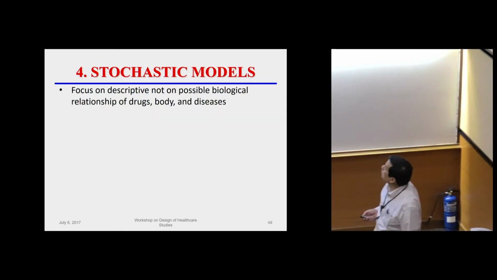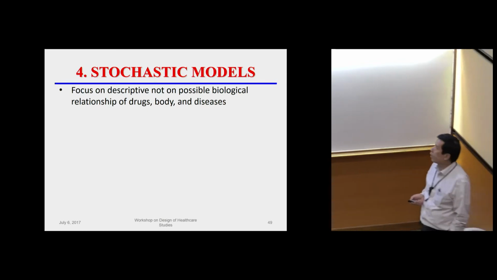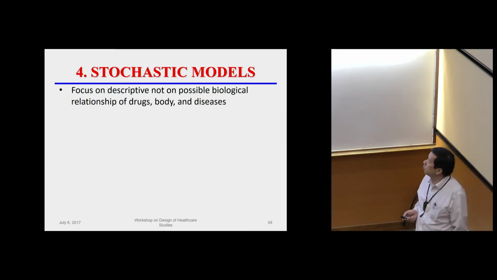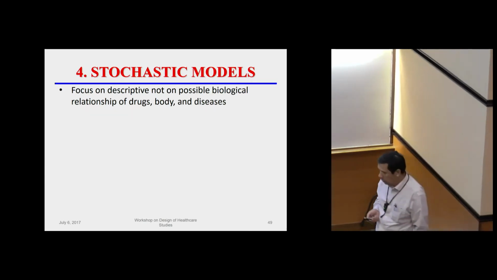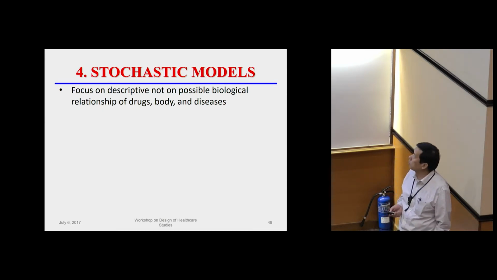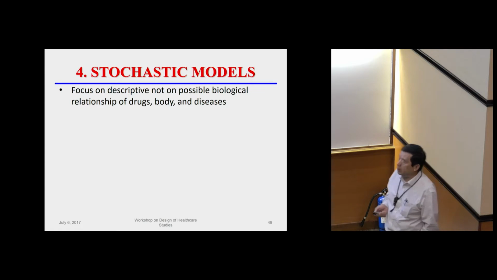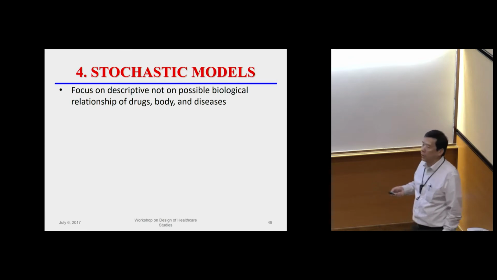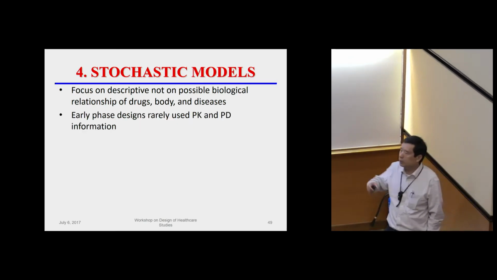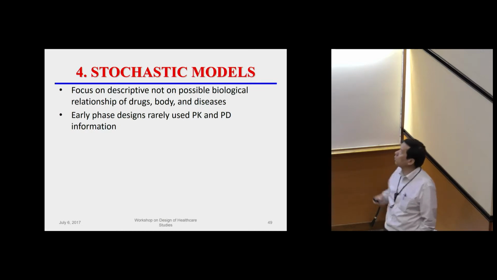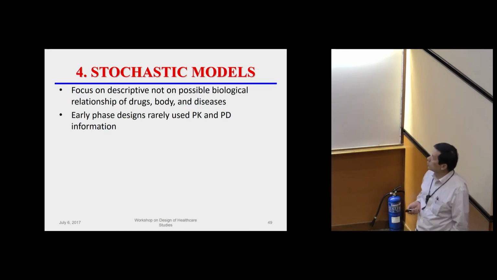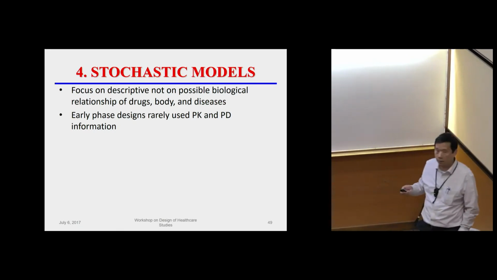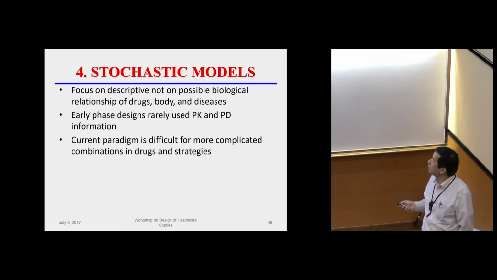And then I want to talk a little bit about some new thoughts, and actually I presented this idea at JSM last year. So basically, if we look at the current MTD studies, we are always focused on descriptive models, right? In the model, we rarely build a biological relationship of drug, body, and disease. So the parameters are those versus what we observe, but not internally how they are related, right? In the early phase trials, we always have PK/PD information, but rarely do we use it effectively in our design. I know people are interested in that.